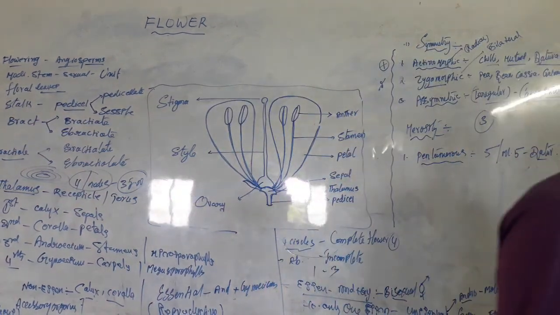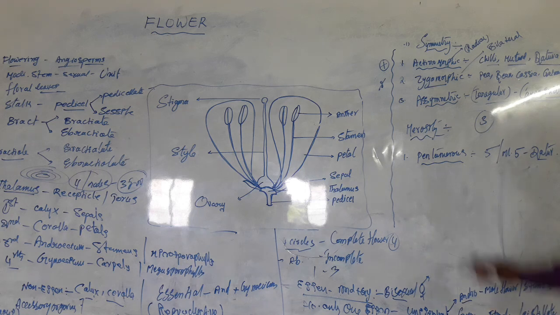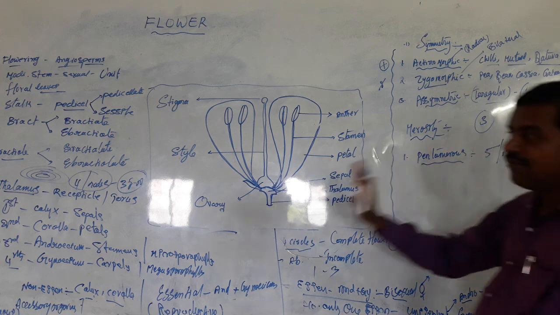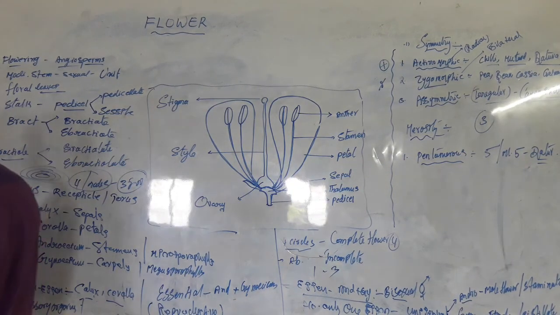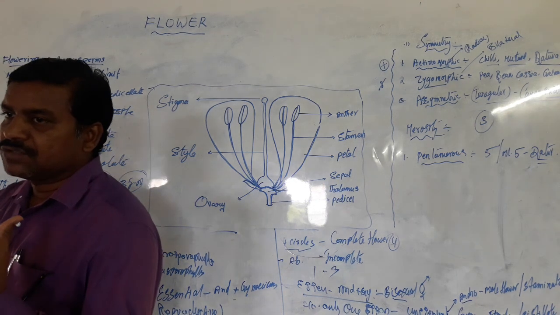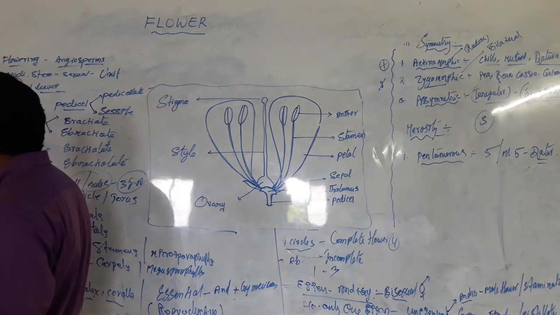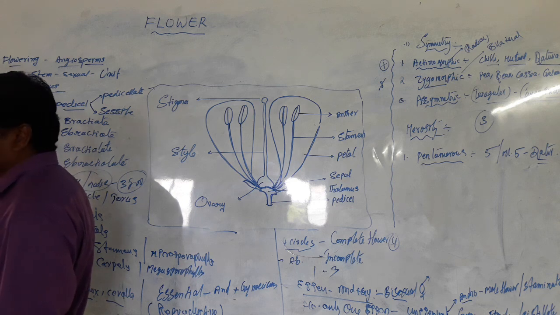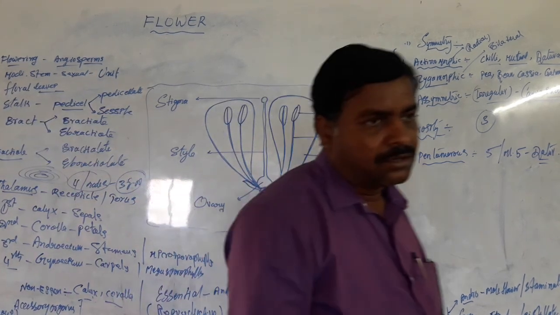Okay, very very important. When the number of modified leaves in each and every whorl of the thalamus is 5 or multiples of 5, that is considered as pentamerous, Datura, hibiscus. If we take hibiscus, 5 sepals, 5 petals, many stamens, 5 carpels. Stamens many, if you see Datura, there are many stamens. Sepals 5, petals 5, stamens many, carpels 5, majority of 3 circles contain 5. So this is also pentamerous.